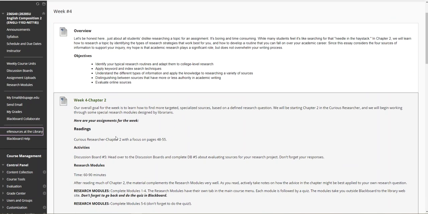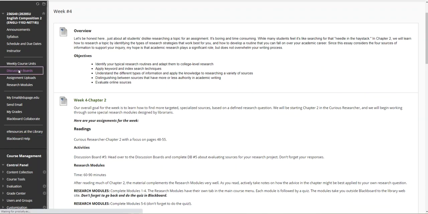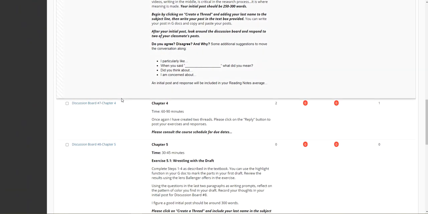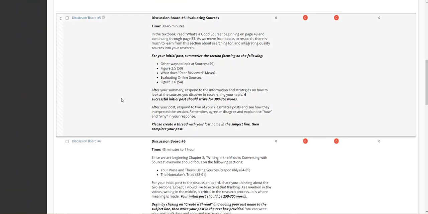The discussion board number 5 is all about the chapter 2 content. Here, let's get over to discussion boards. Let's get down to, oh, I'm past it. All right, so here I'm looking for specific information from the textbook. Looking for a summary. I'm looking for some work on evaluating online sources, peer review, okay? Other ways to look at sources.